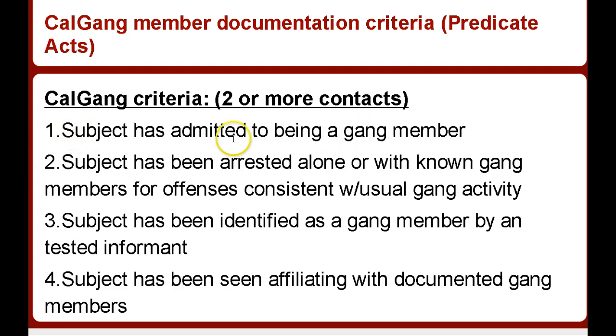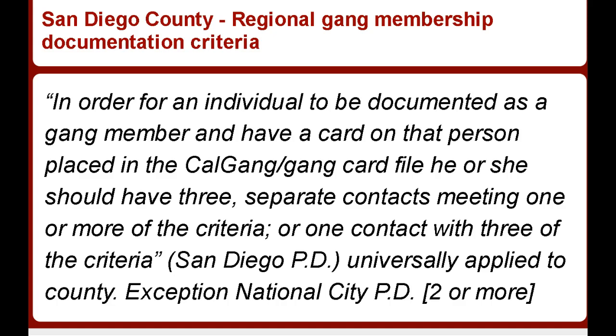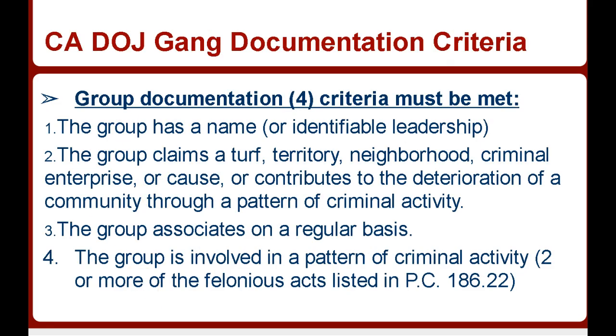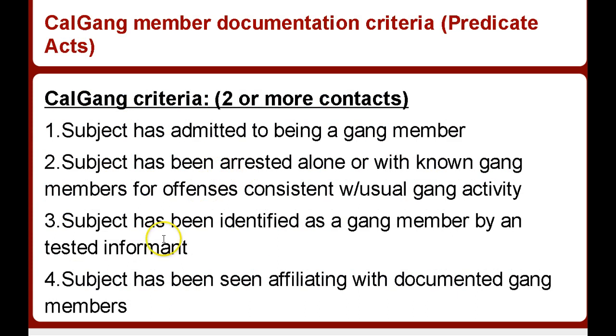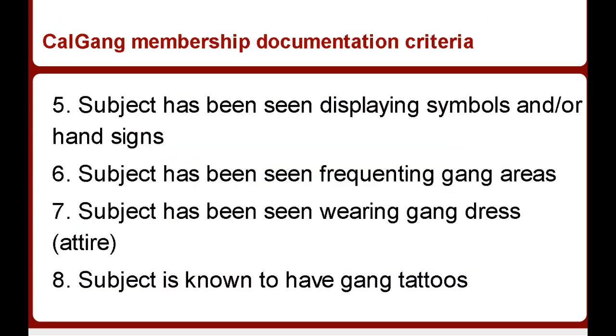So for gang criteria, for your predicate acts, again: is admitted to being a gang member, has been arrested alone or with known gang members, has been identified as a gang member by a tested informant, and has been seen affiliating. So that's the CalGang criteria. Ours is a little bit different. You have to have these 3 separate contacts for this type of stuff. And then CalGangs has got its criteria. Ours comes under this, but we've taken a little bit more conservative approach to it.